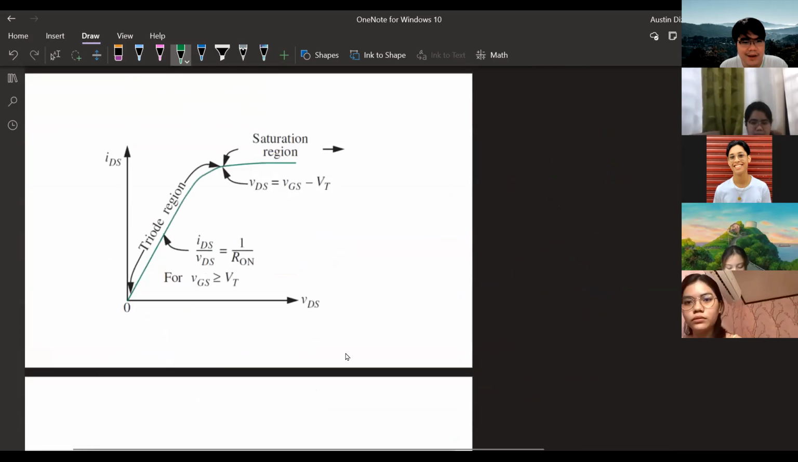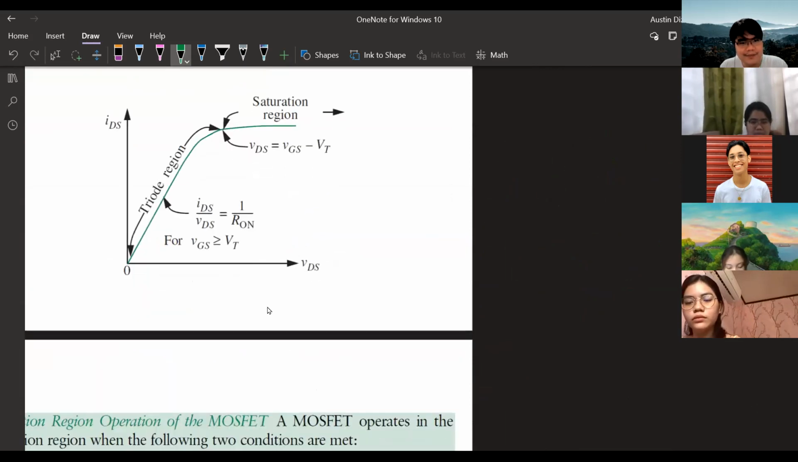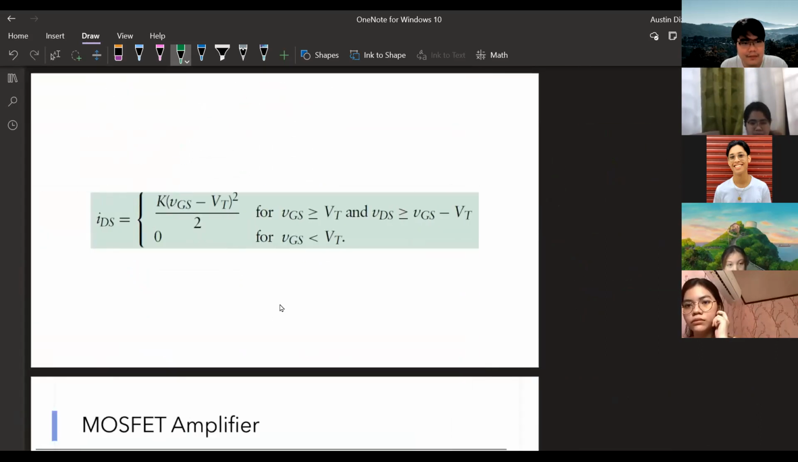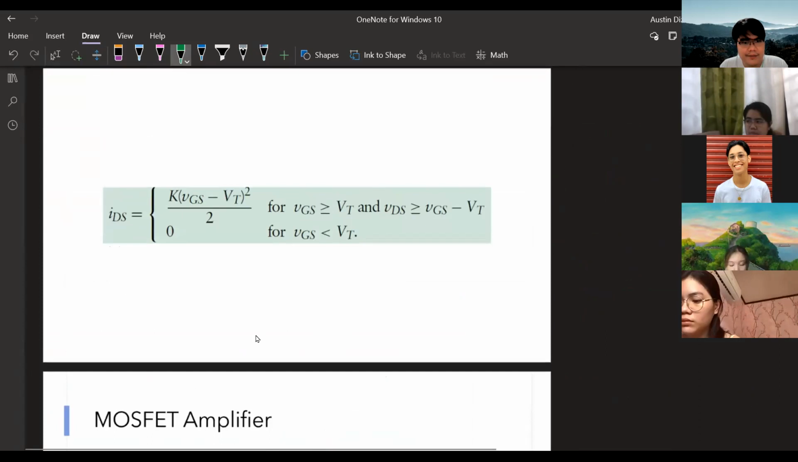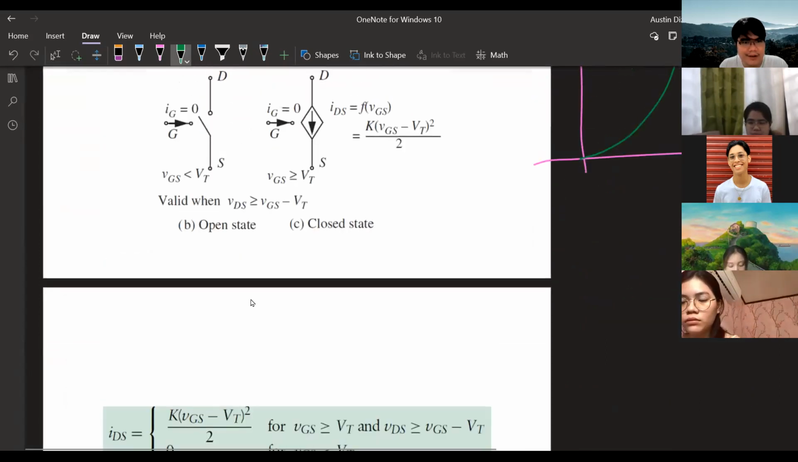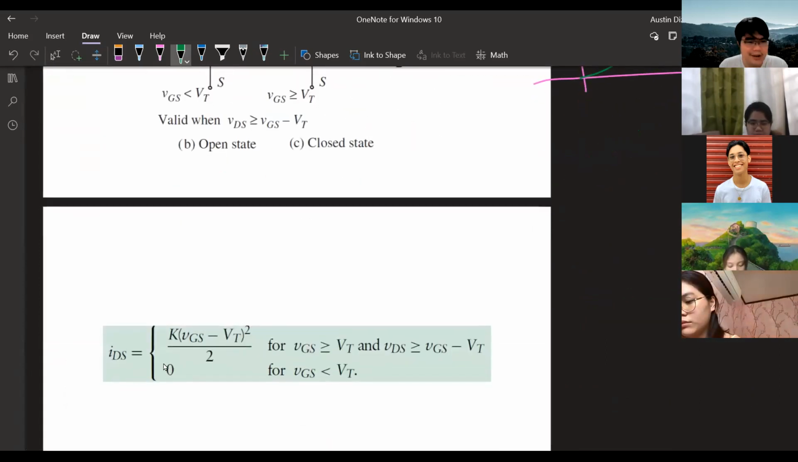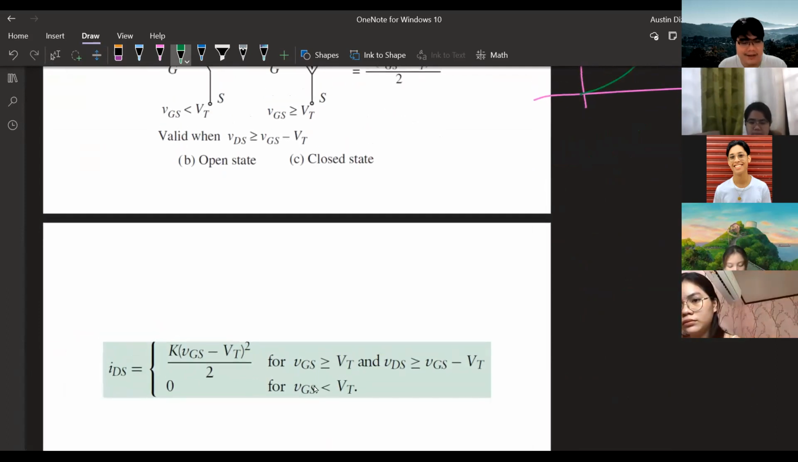Tapos kapag in terms of VDS naman, ganito siya. Okay. So in mathematical terms, ito yung itsura niya. Kapag less than threshold voltage yung VGS mo, walang current na dadaloy. And then kapag nasatisfy mo yun, may dadaloy, then sa saturation region, makukuha mo yung ganitong quadratic na current. Okay?